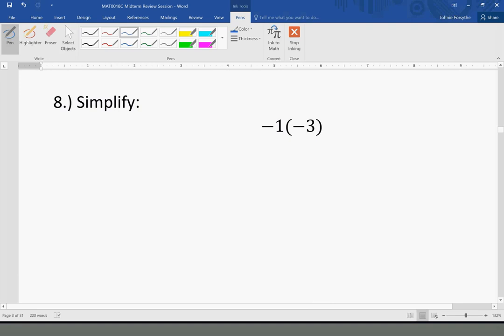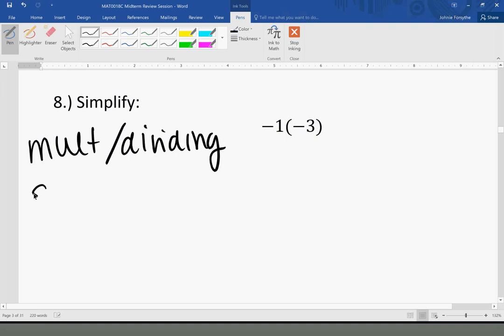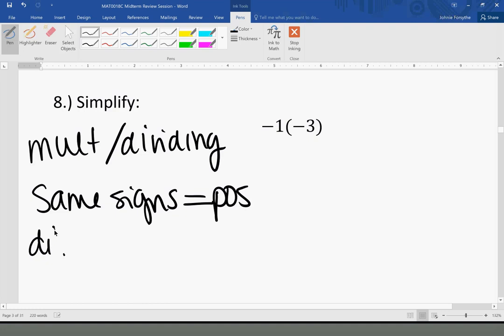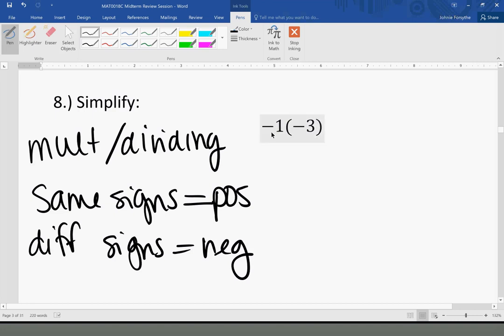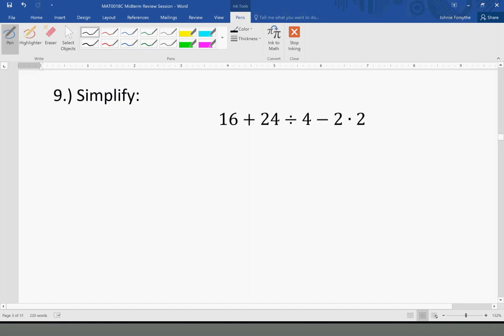Okay, number 8, simplify -1 times -3. So when you are multiplying or dividing the same signs, your answer is going to be positive. Different signs, the answer is going to be negative. So here we are multiplying two negative numbers. They have the same signs. So your answer is going to be a positive answer. So 1 times 3 is 3, so the answer is going to be positive 3, because negative 1 times negative 3 will give you a positive 3.